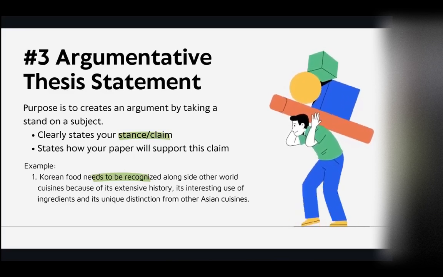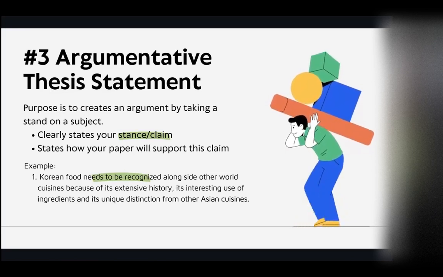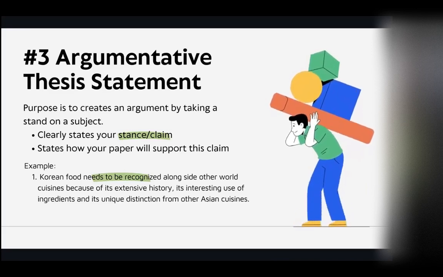Well, usually you seek to convince the reader that your position, your assertion, or your claim is true. And you do this by telling your reader what your argument is and what supporting evidence or reasons you will present. So in an argumentative thesis statement, you need two things. You need to clearly state your stance or claim, and you need to state how your paper will support this claim. So for example, if we look at the sentence here, Korean food needs to be recognized alongside other world cuisines because of its extensive history, its interesting use of ingredients, and its unique distinction from other Asian cuisines.